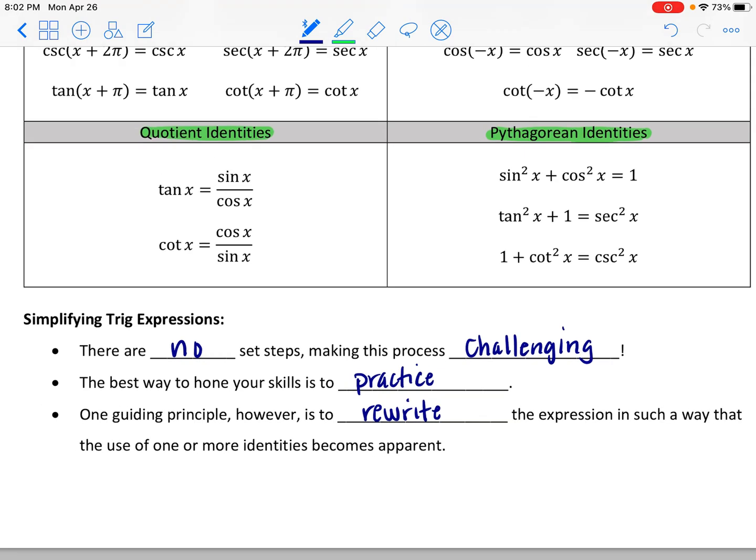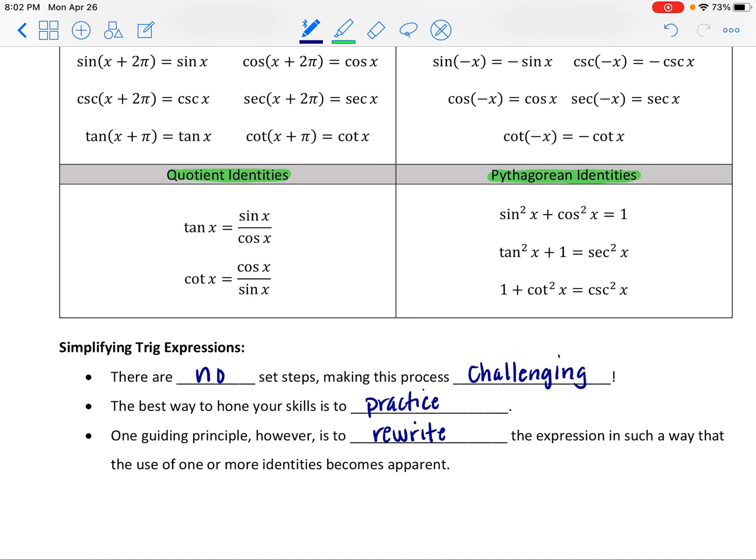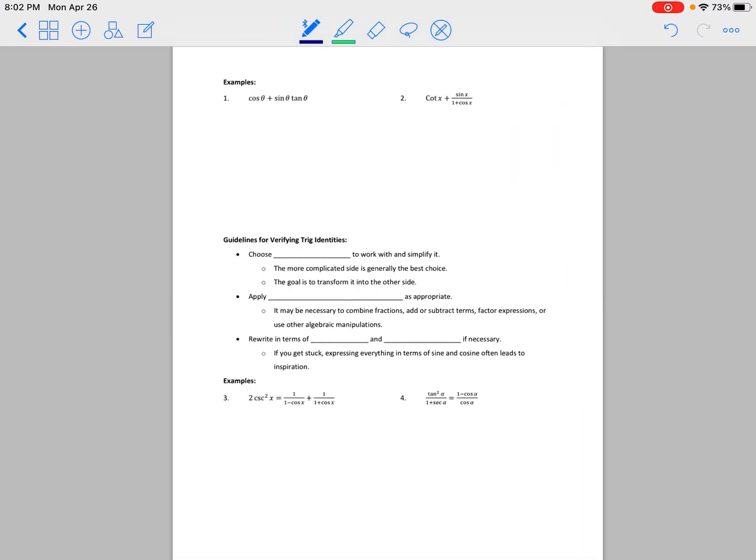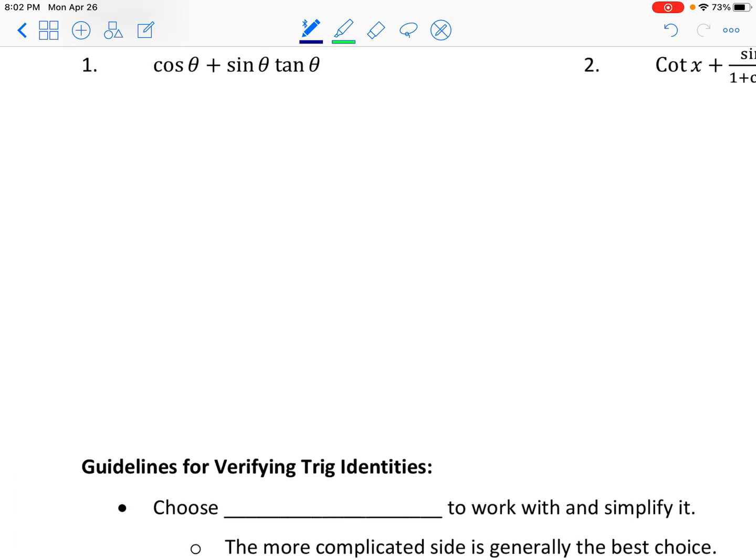Okay, so the whole guiding principle is for rewriting, just make sure you're using substitutions that are coming out of that chart. Okay, so let me show you a couple of examples, and you can see how some of the algebraic strategies will come into play. So for number one, we're trying to simplify the cosine of theta plus the sine of theta being multiplied by the tangent of theta. Now that's a lot of different trig things going on in there.